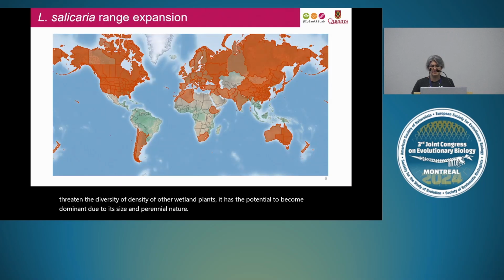Its capacity for rapid adaptation to new environmental conditions allowed purple loosestrife to naturally spread around Eurasia. The time of arrival to North America is uncertain, but the oldest records date to the early 1800s. The most likely explanation for its introduction is that it was purposely brought here as a medicinal plant and for its ornamental qualities, because it's very popular among beekeepers.